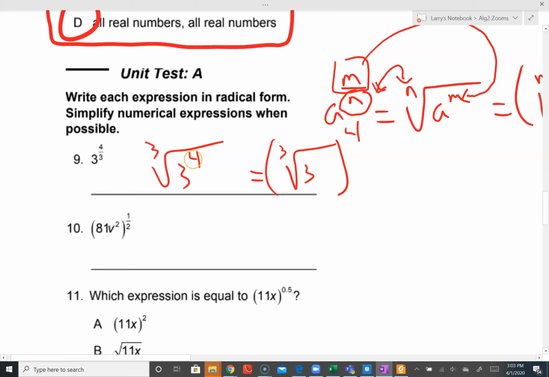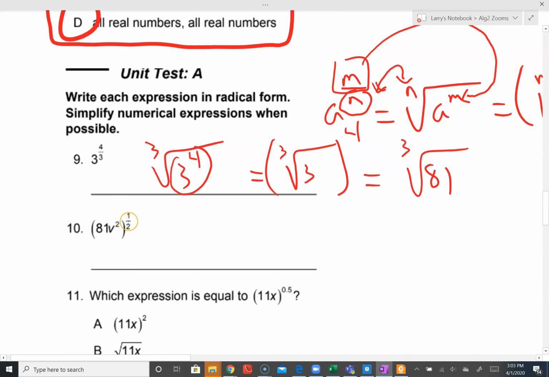This one makes a little more sense here because we can evaluate 3 to the 4th power. 3 to the 4th power is 81. So we would further write this. We could write it as the third root of 81. Any of these expressions would be satisfactory.